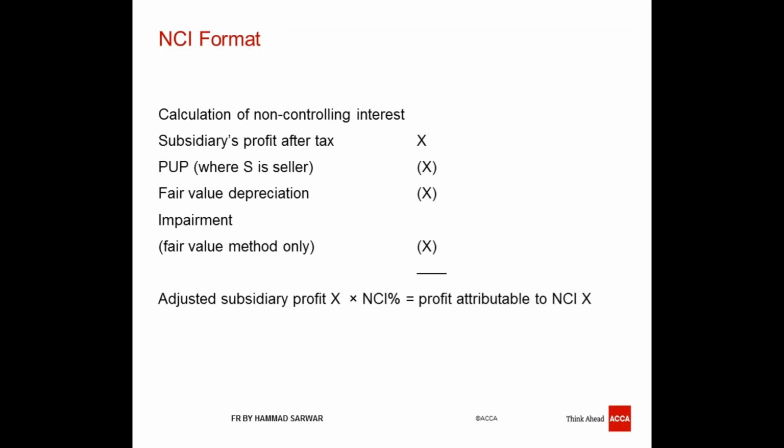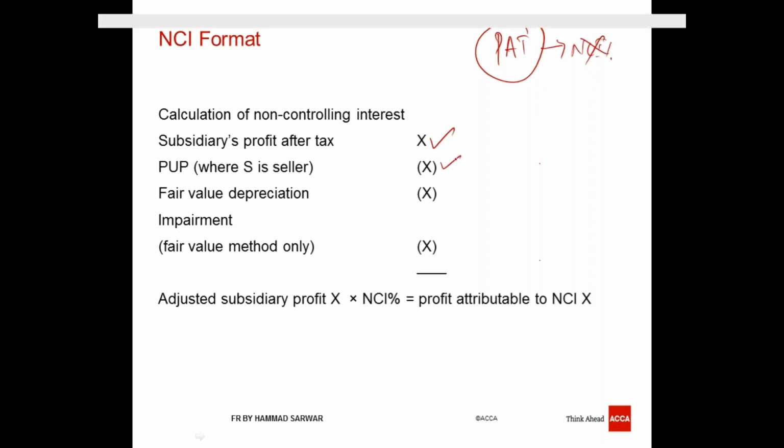Now here is a format for the NCI, how you can calculate the NCI from the profit after tax. Whenever you have the profit after tax of the group, we never apply the percentage for the calculation of NCI on this profit. You need to take the subsidiary's profit from scratch, then adjust it for the unrealized profit only when the subsidiary is the seller, for depreciation on the fair valuation adjustment, and when there is a reversal of depreciation, it should be added here.